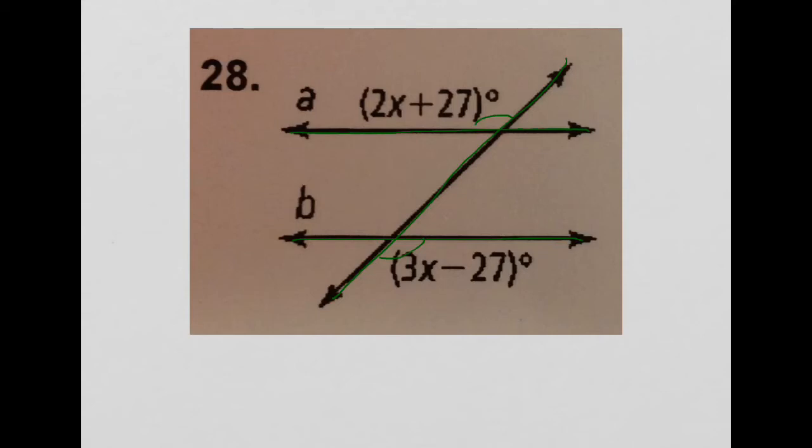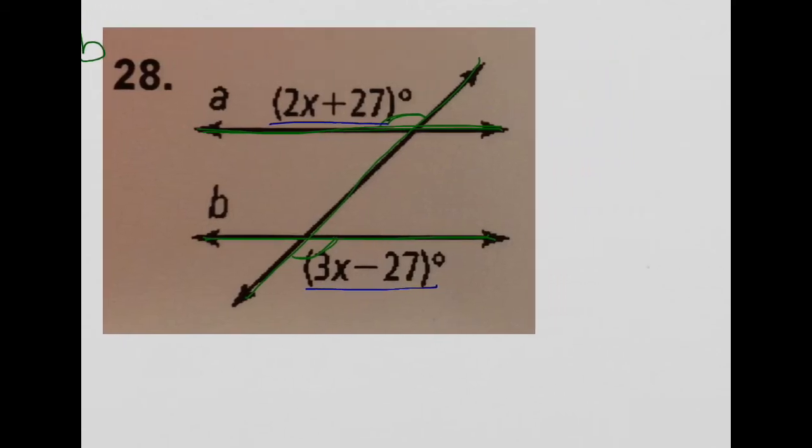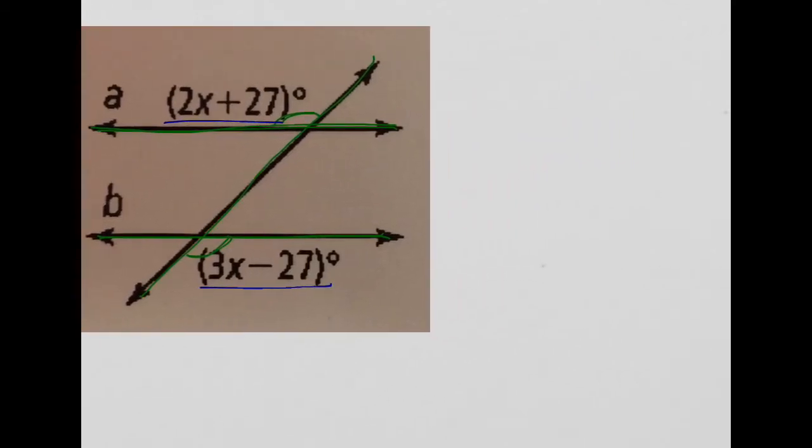So I need to find a value of x to make A parallel to B. Well, by the converse of the alternate exterior angles theorem, if these two angles are congruent, then lines A and B will be parallel. To make them congruent, all I need to do is make their measures equal. And the way that I can do that is by setting these expressions equal to each other. That would make their angle measures equal. So I'm going to go ahead and set up the equation: 2x plus 27 equals 3x minus 27.